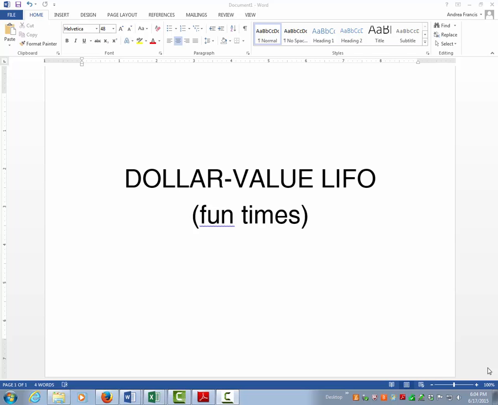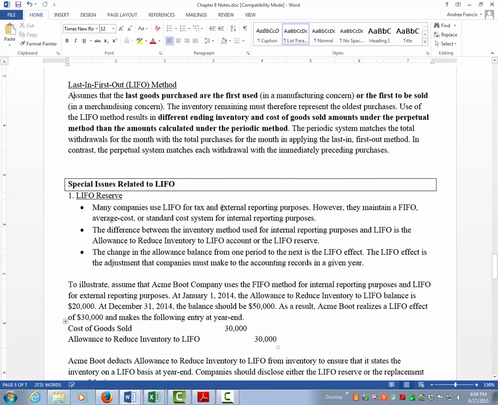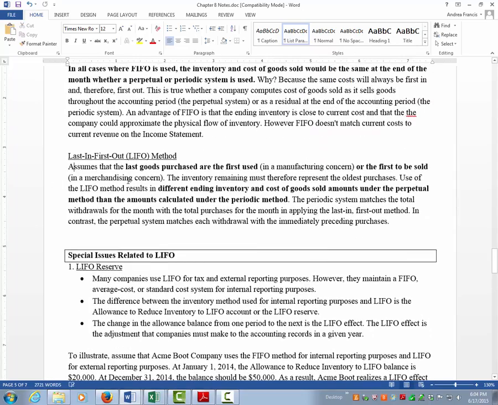In order to understand dollar value LIFO, it's important to go back and think a little bit about what the LIFO cost flow assumption is saying. So LIFO, and I'm on page 5 of your handout, assumes that the last goods purchased are the first used or sold, which then also means that the inventory remaining at the end of the year must represent the oldest purchases. So with LIFO, your ending inventory is always the oldest items.